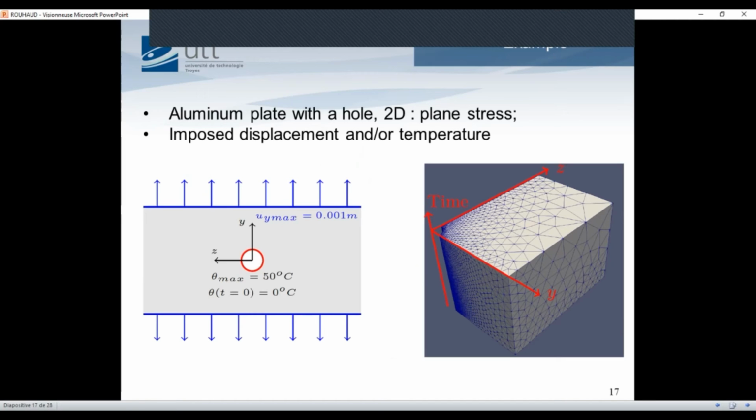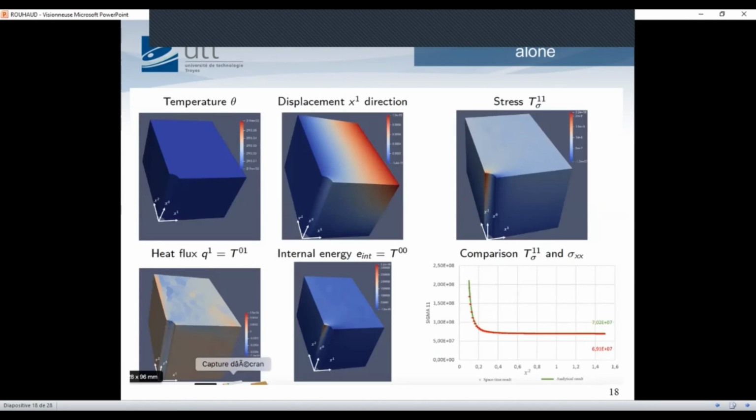we take the example of a plate here. So it is a 2D plate in plane stress made of aluminium, and we impose a displacement and/or a temperature here. Now we mesh the structure in space because it's 2D, and in time, this is the direction here. So with an unstructured mesh and a time step that is defined for each element. Now I will present some results.